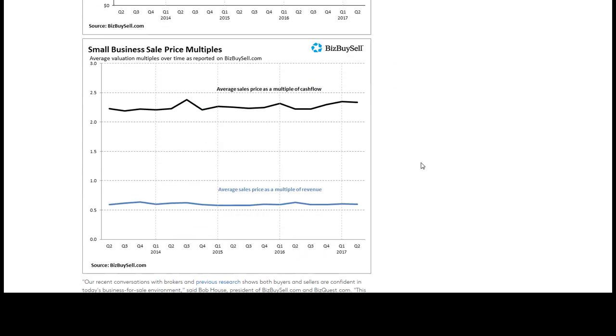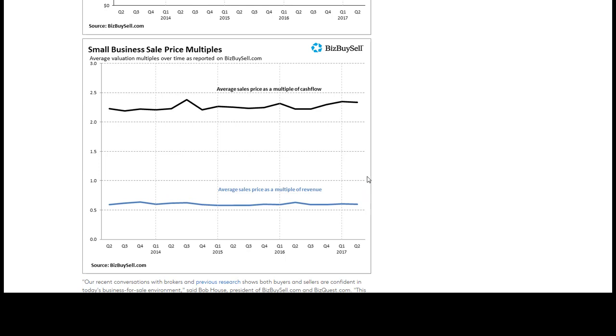The next thing they do is bring the entire data set down to one multiple. So across the whole data set, what multiple of cash flow is the price? That number comes down to about 2.3 in the latest data. They also look at it as a multiple of revenue. So what multiple of the revenue does the sale price represent? Across the whole data set, bringing it down to one number, that number is about 0.6.